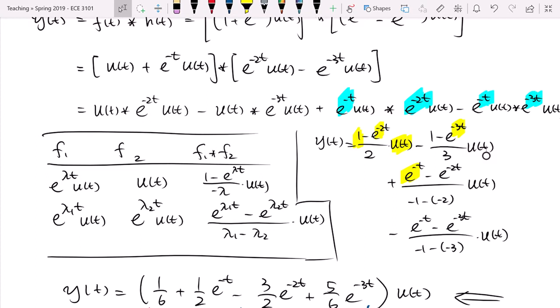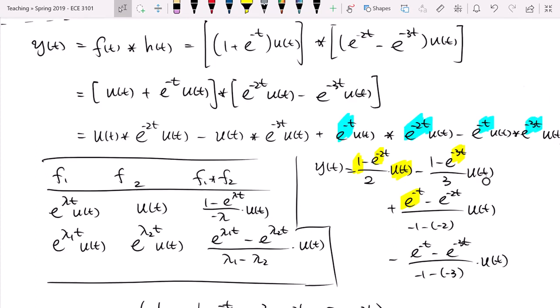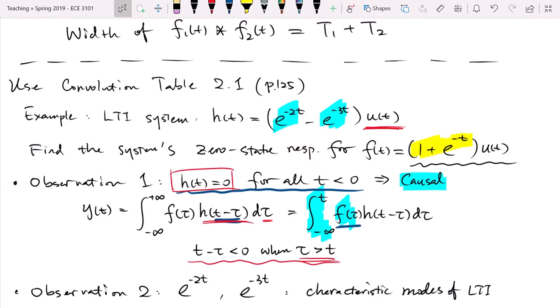The second thing that you see in this table is you almost always have this u of t after each signal included in the table. That is because, first of all, most of the systems that we care about in this class are causal systems. And for a causal system, your impulse response h must appear after t equal to 0. So that's why you must have this u of t, which corresponds to our observation 1.